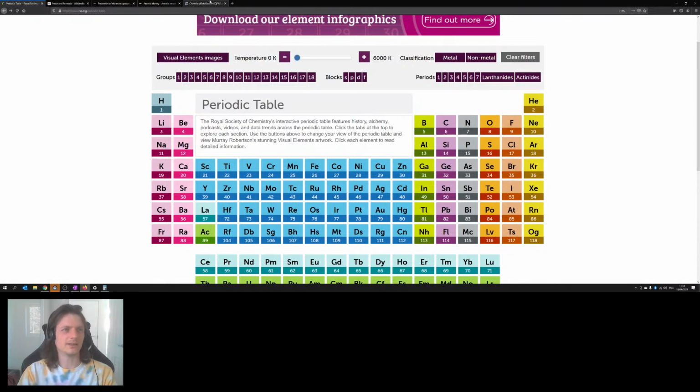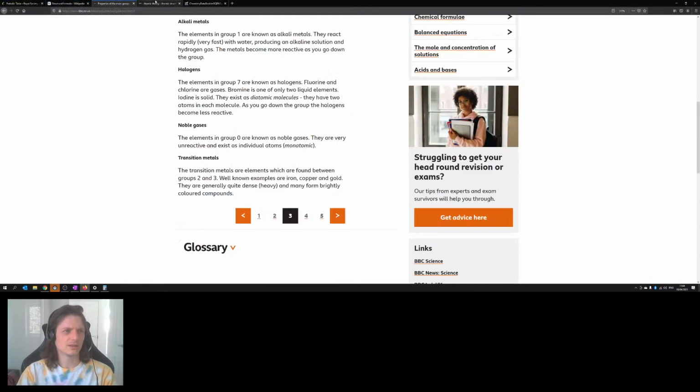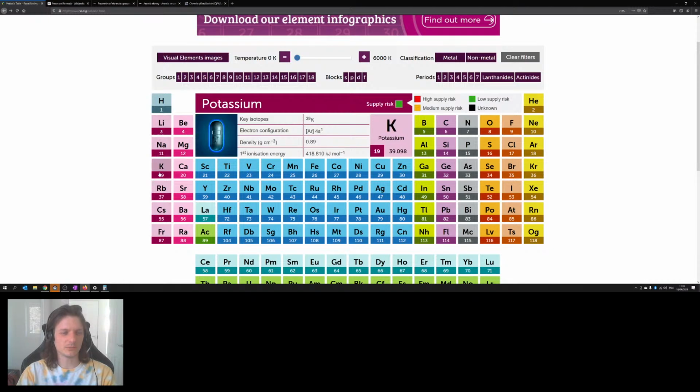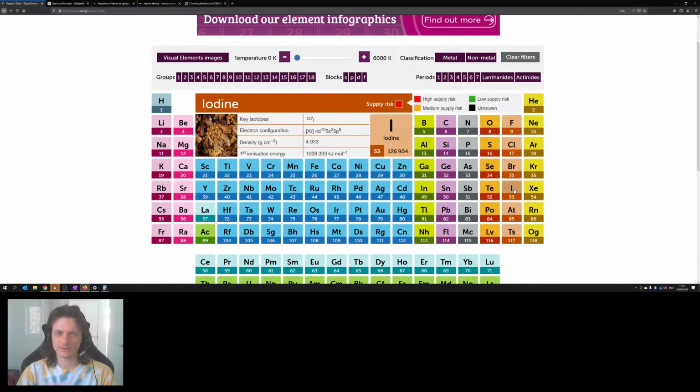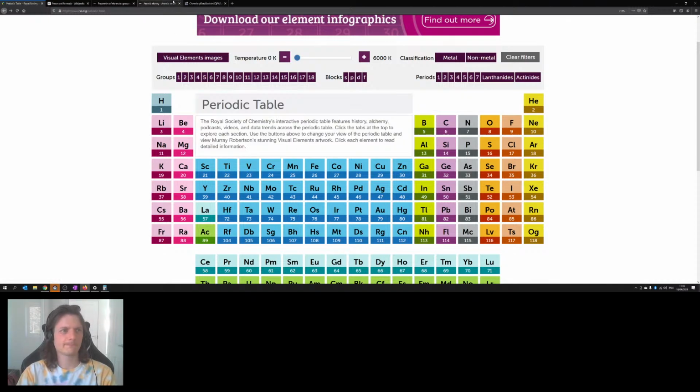Bromine, and it says as you go down the group, they become less reactive. That's interesting. Whereas these become more reactive, these become less reactive. Okay.